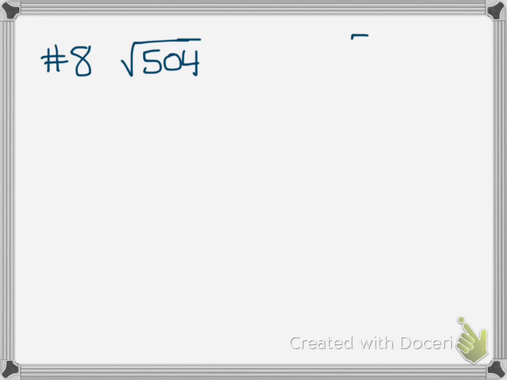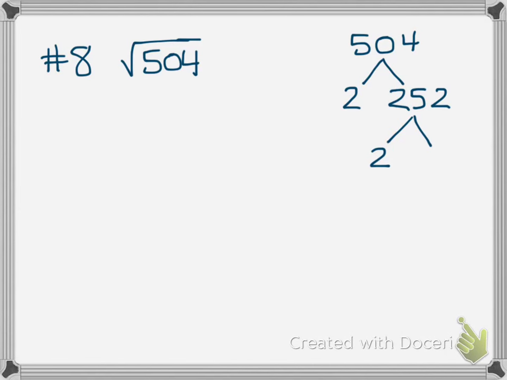Okay, this one I'll demonstrate the factor tree with. So here I know that 2 is a factor of this number. So 2 times 252 is a factor, and this one's prime, so I'll circle it. So 252, that's 504 divided by 2. Okay, and this is 126.